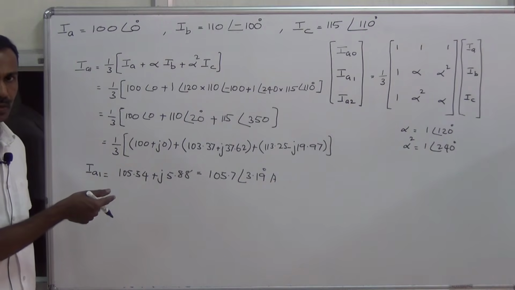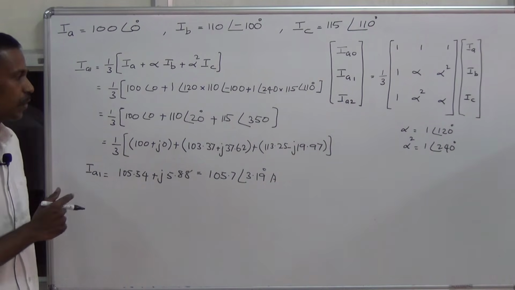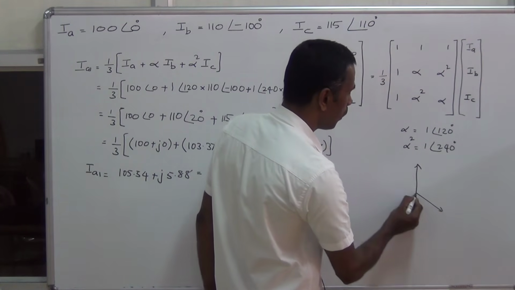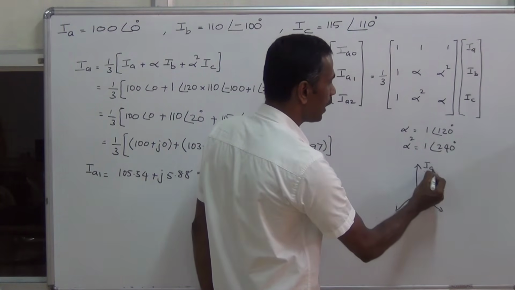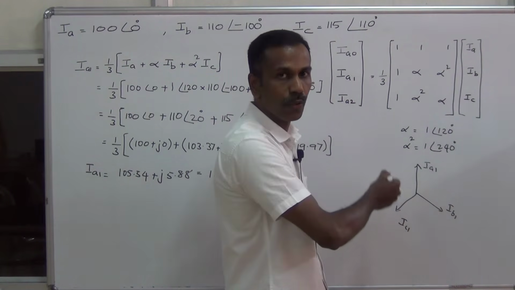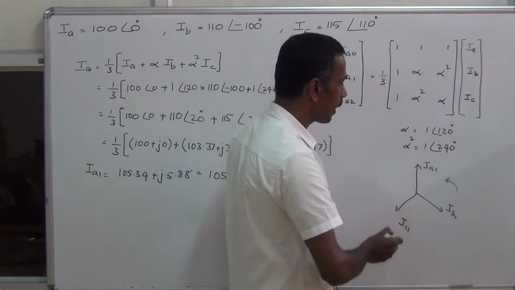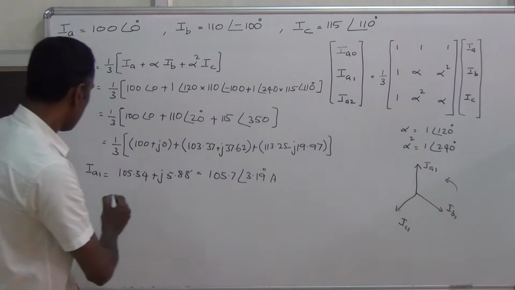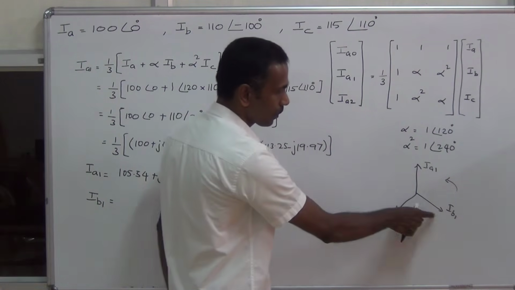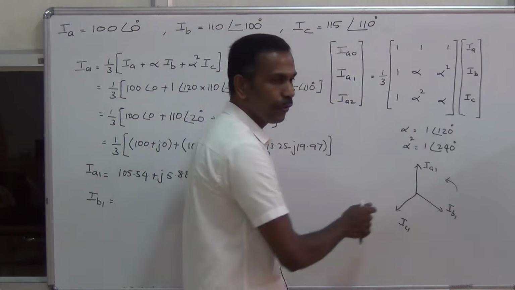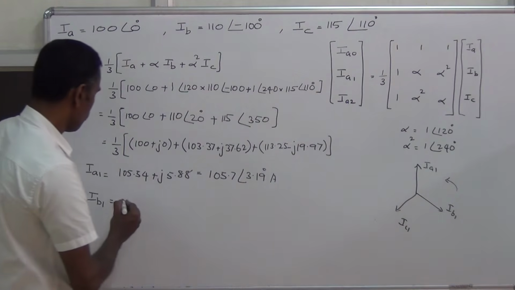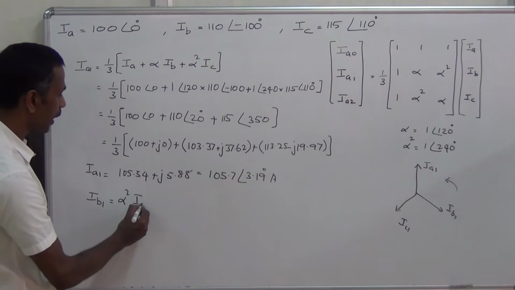Now we need to find out the positive sequence current in the other two phases also. This is the positive sequence phasor diagram: IA1, IB1, this is IC1. The vectors are rotating in the anti-clockwise direction. What is IB1? IB1 equals IA1 into 1 angle 240 degrees, or it is alpha square into IA1.